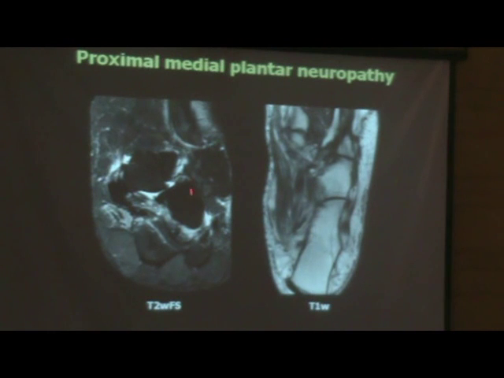And here's another example of proximal medial plantar neuropathy. As you can see here, high signal intensity within the abductor hallucis muscle, meaning the typical denervation pattern of the medial plantar nerve, and we already see some atrophy going on. So this is more chronic denervation than acute denervation.